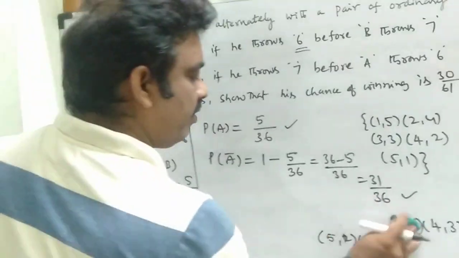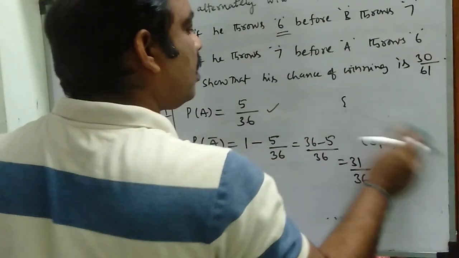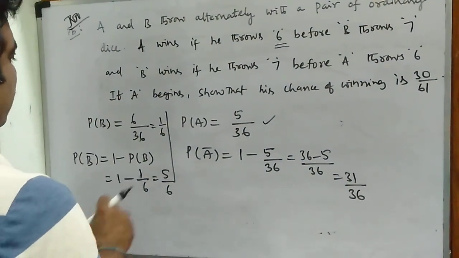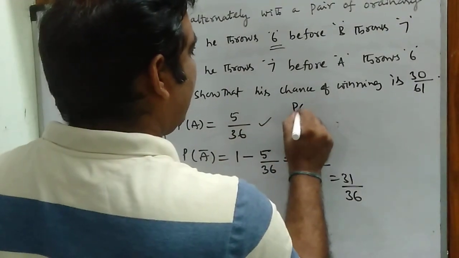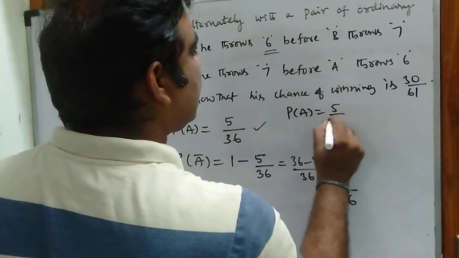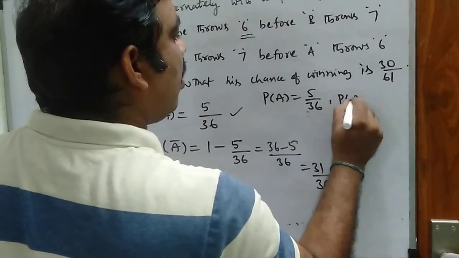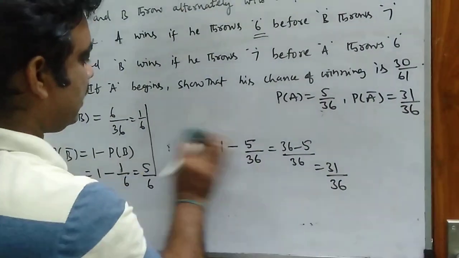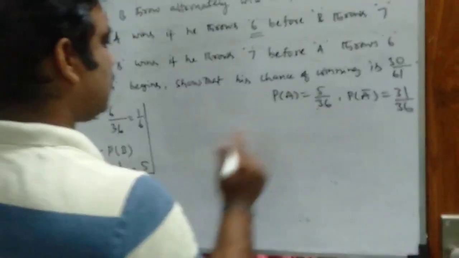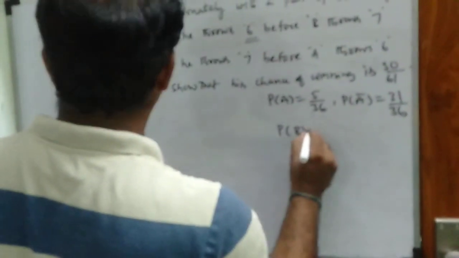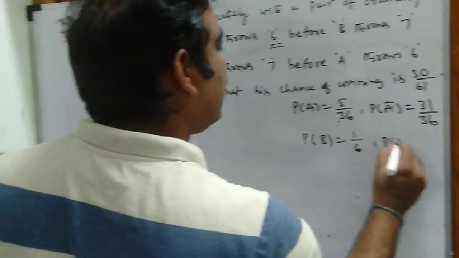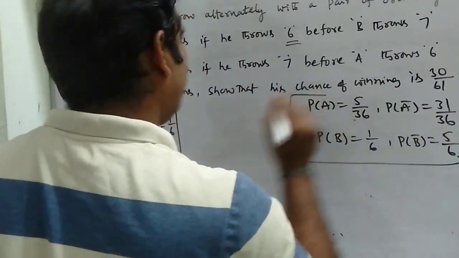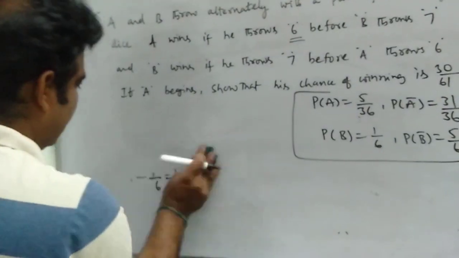So I will write all the values. I am erasing all the calculations here, just writing the values. P of A is equal to 5 by 36. P of A complement is 31 by 36. Next, P of B is equal to 1 by 6 and P of B complement is equal to 5 by 6. So all the values are written here.